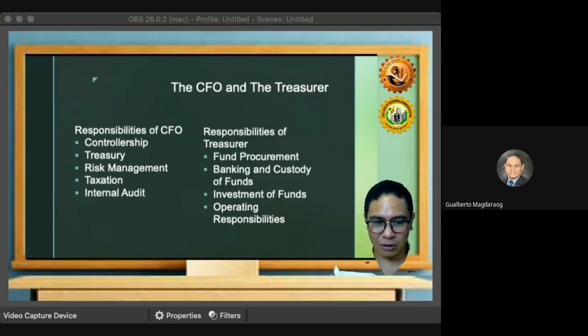Or if the company has a plan or is selling some, ang tawag doon, debt securities or investment funds. They are buying investments. Ikaw din ang mag-handle nun. Okay? So yan yung mga responsibility. Basta may kaugnayan sa pera, money matters, sa'yo lahat yun as a treasurer.